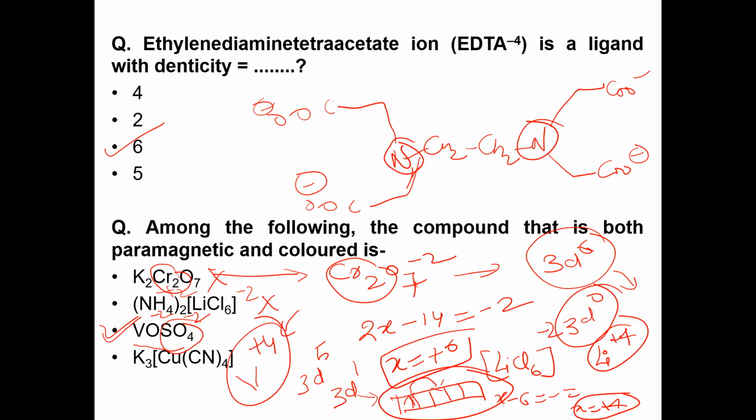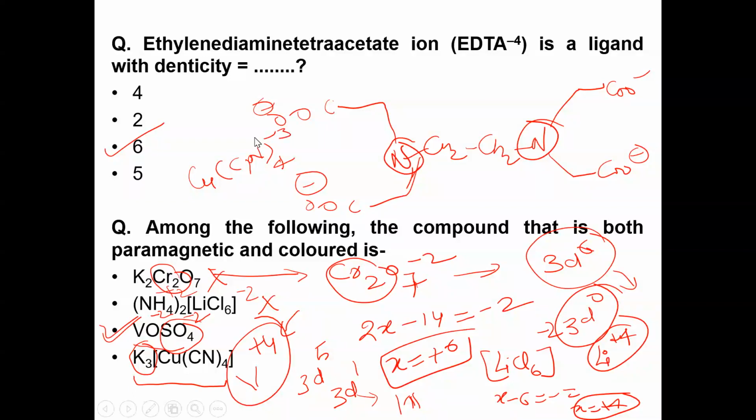And if I talk about the fourth one, let me just erase it. So this potassium is 3K. So what will be the charge on the complex? It is [Cu(CN)4]3-. And what will be the oxidation state? That will be +1. This copper will exist as +1.